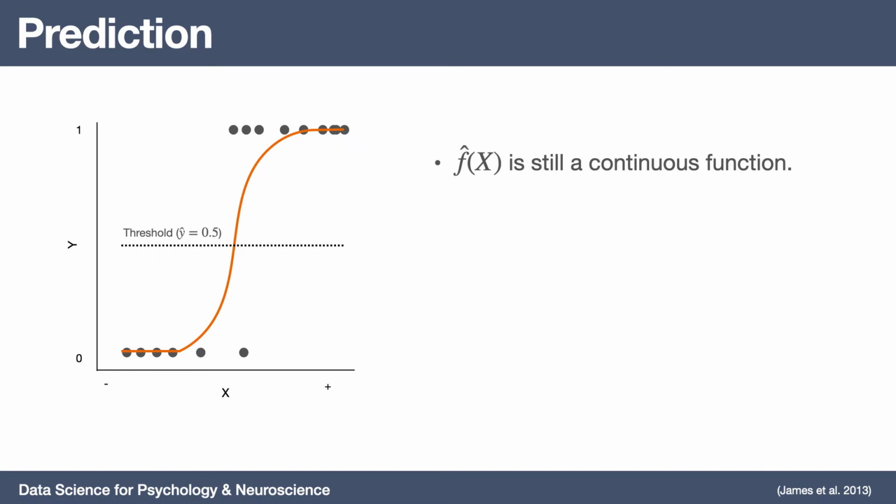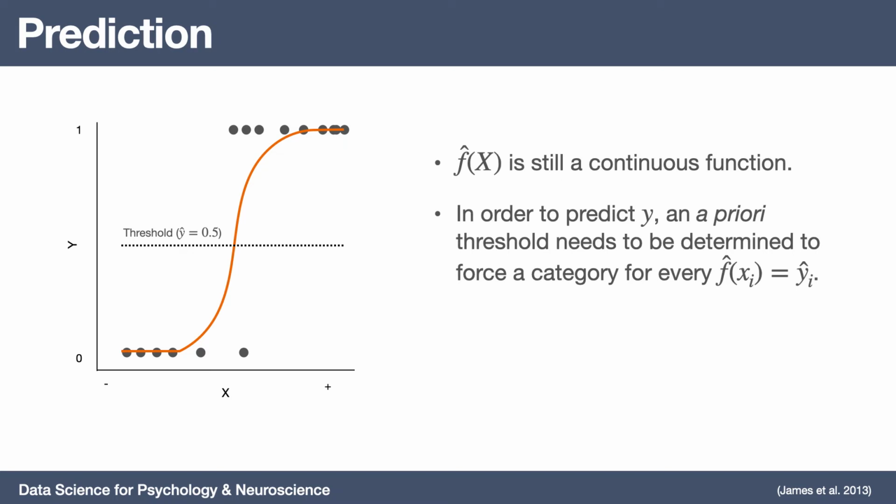So in order to make a prediction of the state of y, you need to set an a priori threshold where you force y to be one of two values. In the example I'm showing on the left, if you set a threshold where the prediction is 0.5 or greater, then you'll decide that y is in the state of 1. If it's less than 0.5, you decide that y is in the state of 0. So you have to force this decision of pushing y into one of two states depending on that threshold.